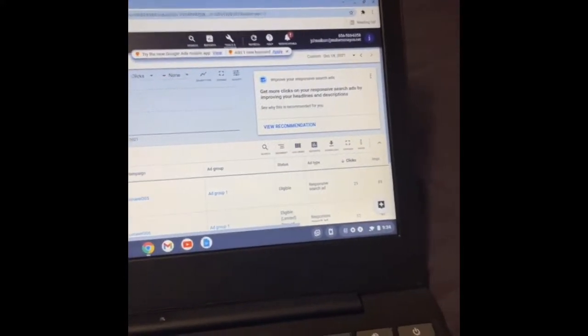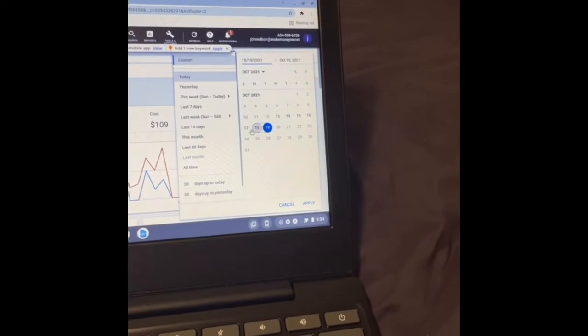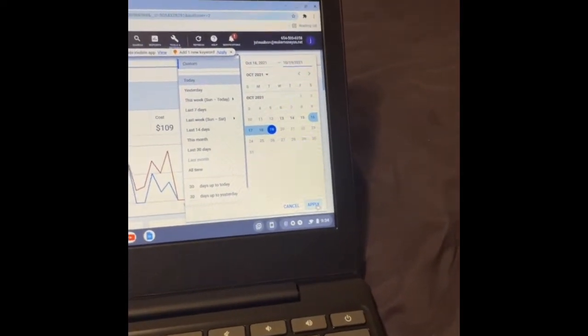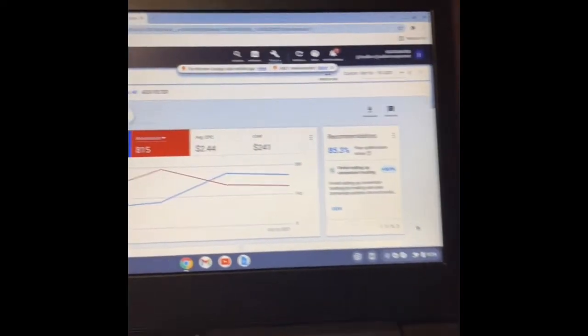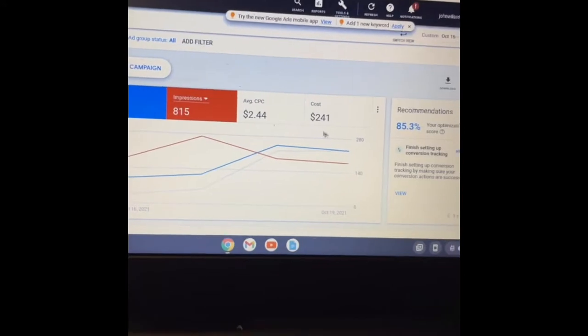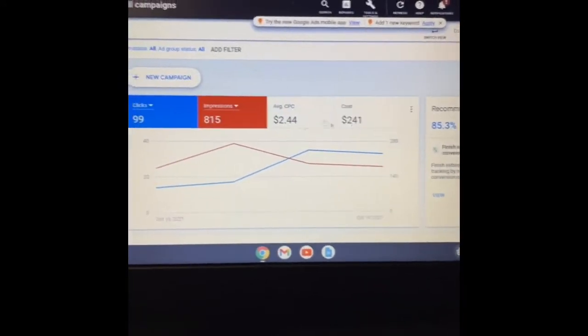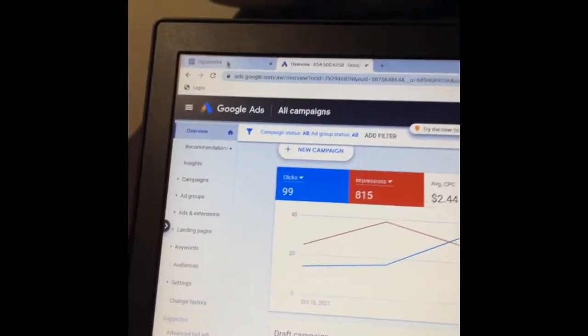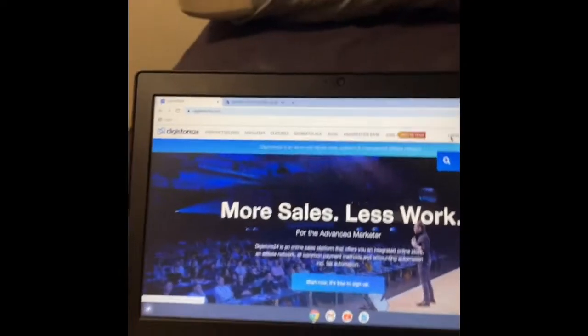Now let's go look at my results. Actually, I've been running this campaign for about 3 days, so let's put it back. I think I did it on Sunday, maybe 4 days. Let's see. So total 99 clicks, 815 impressions, $241 total for this campaign for the past 3, 3 or 4 days. So we're gonna swing on over to digistore24.